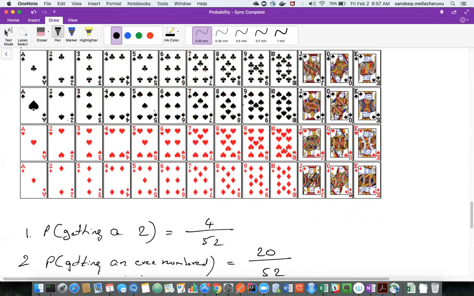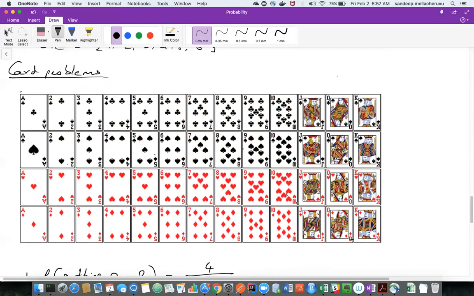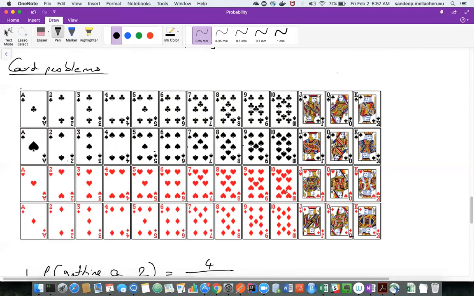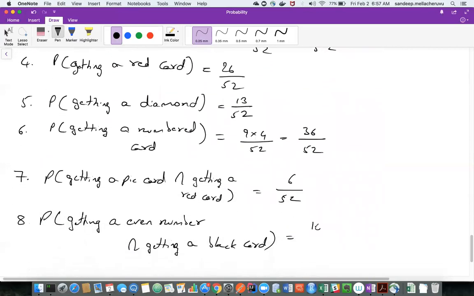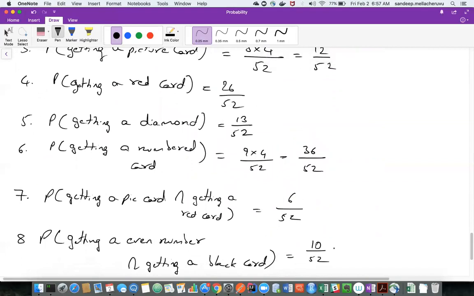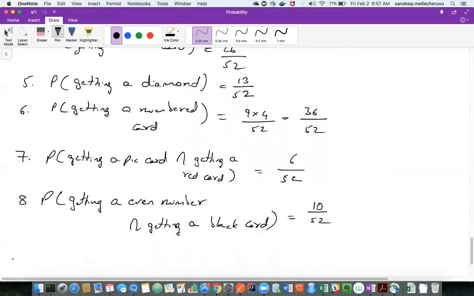10 by 52. How is that? You should answer how also. So all the even numbers, there are 5 cards per suit, and that's a total numerator. Then you have 2 suits that are in black. Yeah, that's right. 2 into 5, 10 by 52. Okay. Hope you get what I was saying.